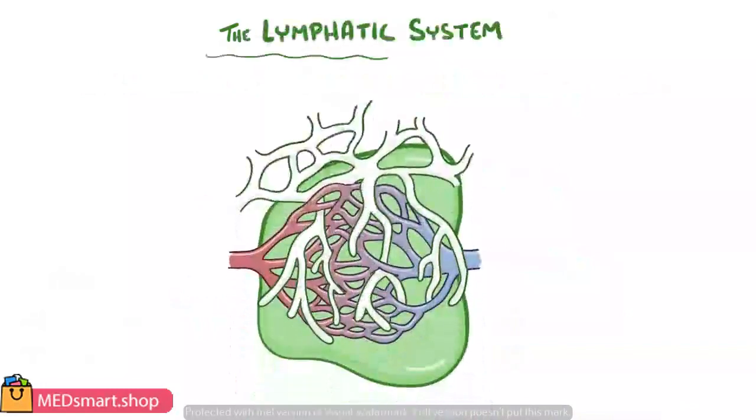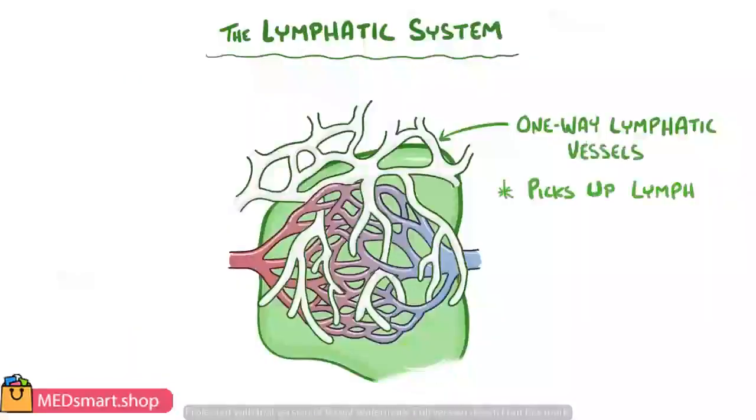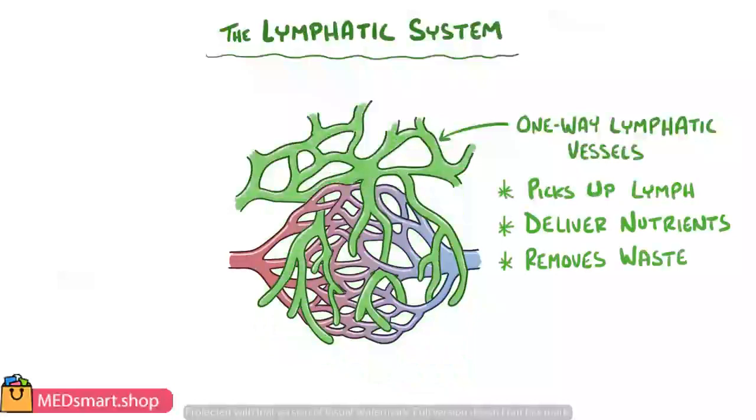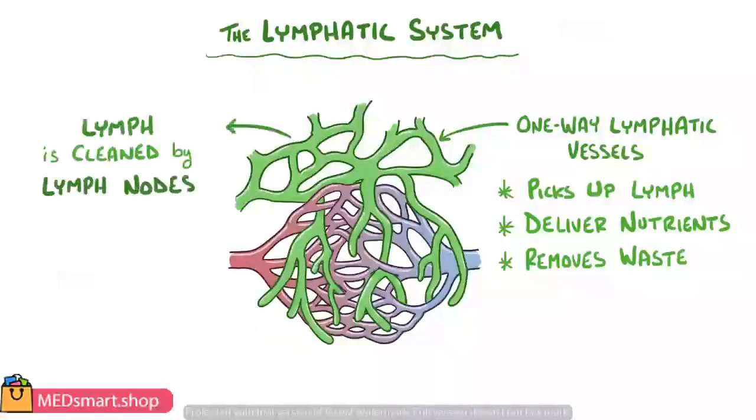Alright, as a quick recap. The lymphatic system refers to the one-way network of lymphatic vessels that allows lymph, which is a clear fluid that's squeezed out of the blood, to transport nutrients to cells and act as a method of waste removal. Lymph is cleansed at lymph nodes throughout the lymphatic system, which play an important role in immune function.